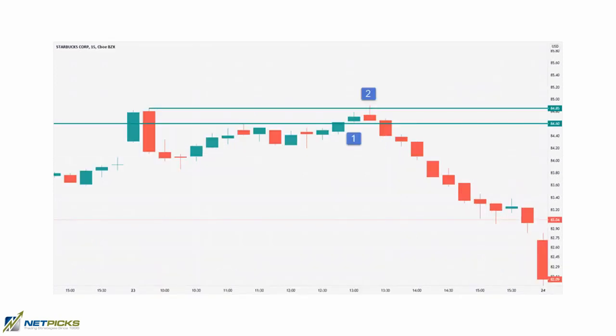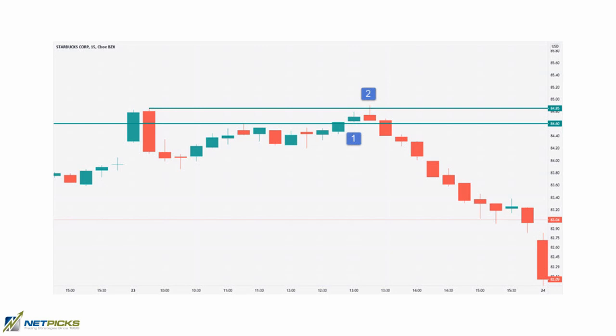Now, 2 and 3 bar reversals. These are trade entries that I find more reliable than a single bar reversal. And the first one here is a 2 bar reversal. Here we have a resistance zone, and this is a stock of Starbucks. And I labeled 2 candlesticks. So here's what we're looking for.